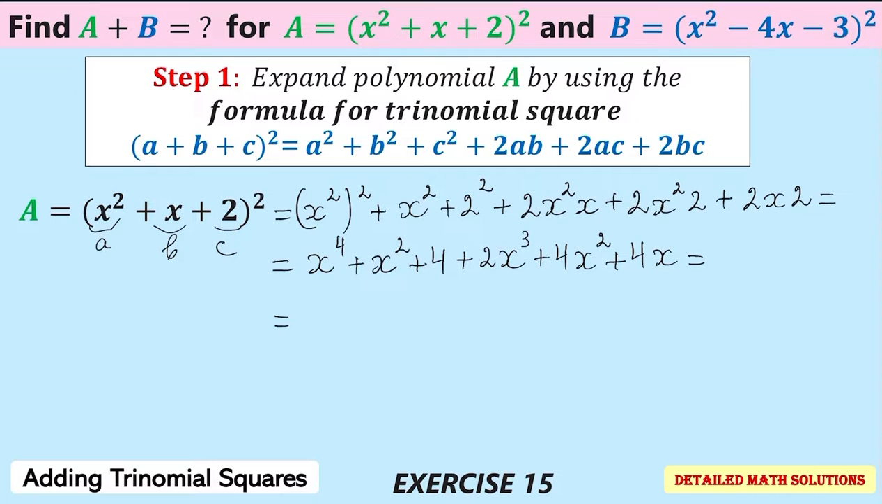As a next step, I can simplify further and add all like terms. Like terms are the ones that have the same variable with the same exponent. So this will equal x to the fourth power plus 2 times x to the third power plus 5 times x squared plus 4x plus 4.